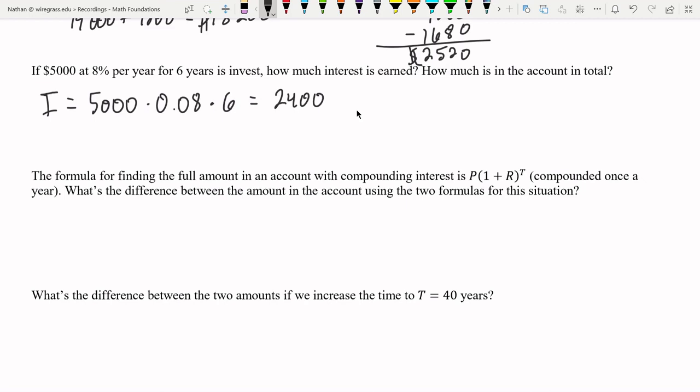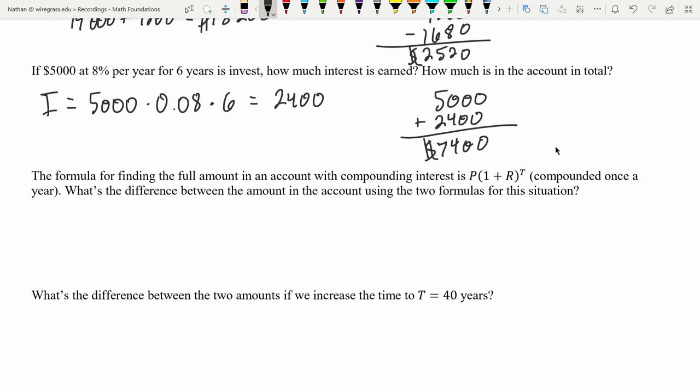And so how much is in the account in total is going to be our starting amount. That's still going to be there, right? And then our interest is going to be added on to that. In other words, $7,400. So pretty much the $2,400 is just free money. We didn't have to do anything for it. It just became there because of interest.